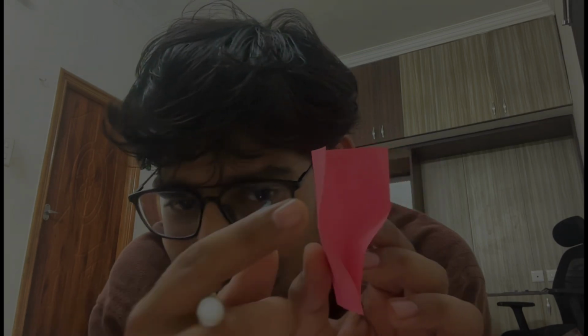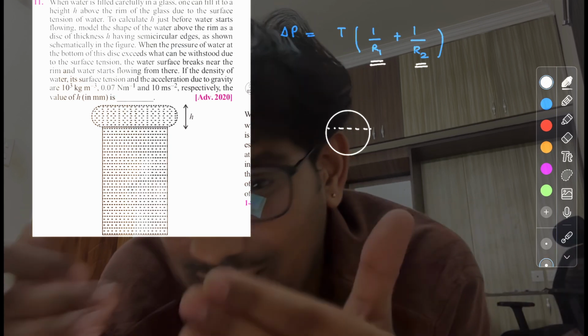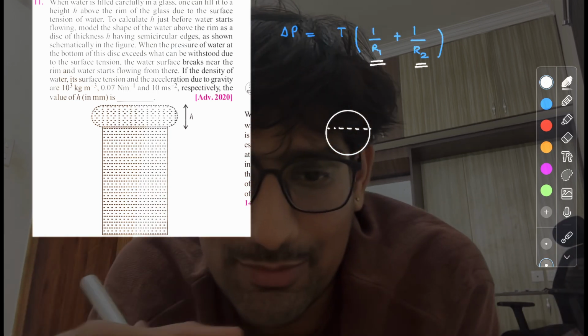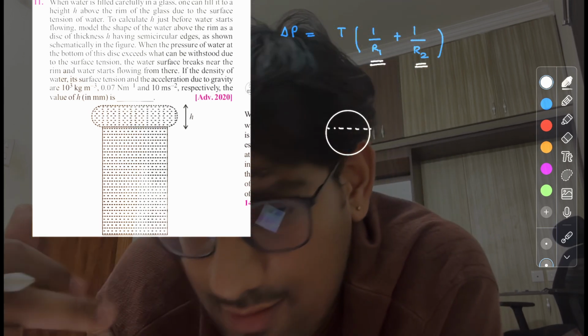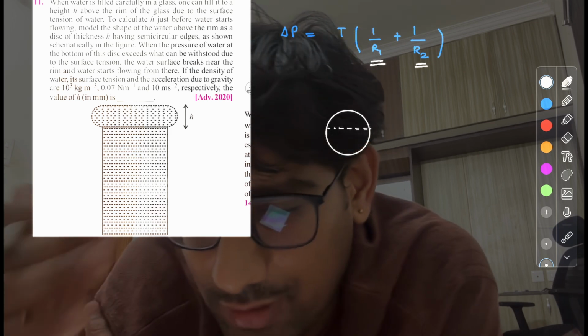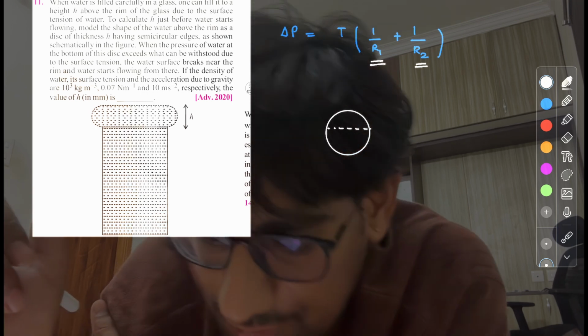Look, this surface can have two radii of curvature. One is from the side, and the other radius of curvature is in this direction as well. A surface is made out of two linear dimensions, and linear dimensions can be bent, which is why a surface can have two radii of curvature. Because of that, the pressure difference for a liquid drop can be given as T(1 by R1 plus 1 by R2). This concept we are going to apply for this question.